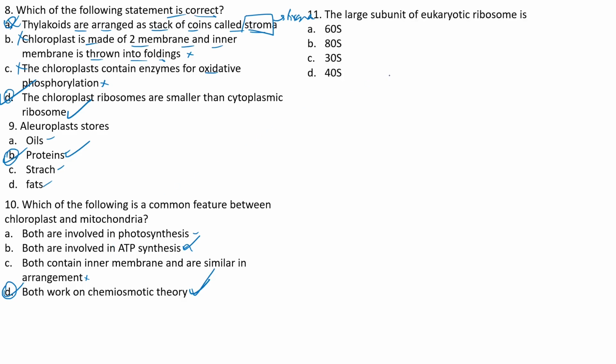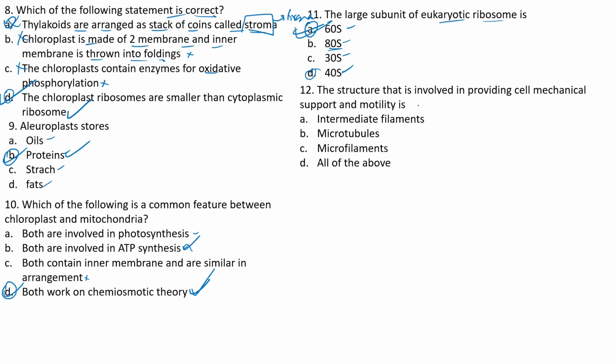So next question, the large subunit of the eukaryotic ribosome is 60S, 80S, 30S, 40S. We all know it is 60S, large subunit, smaller will be 40S, right? And which completely makes us the 80S. So according to the question, it is large subunit, hence we can say it is 60S.